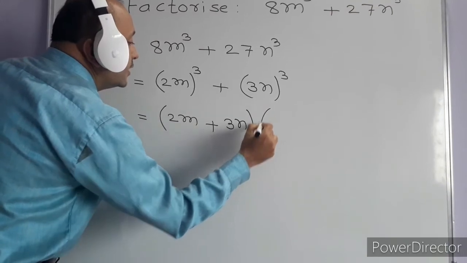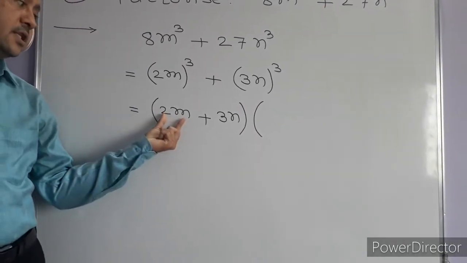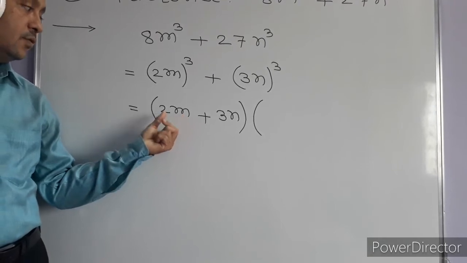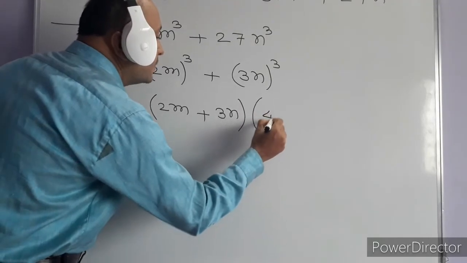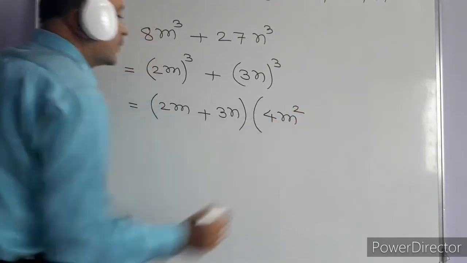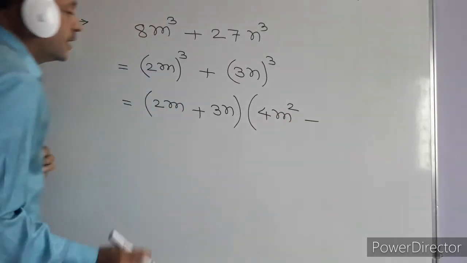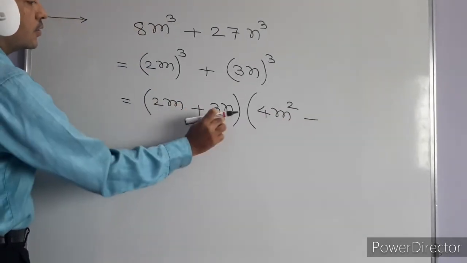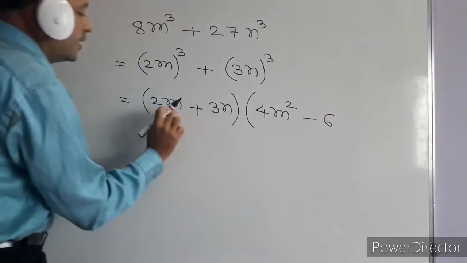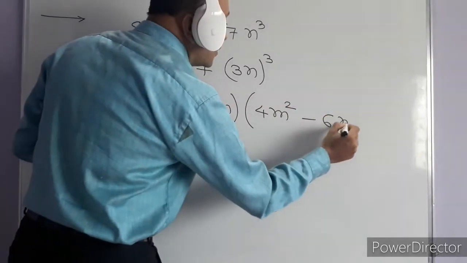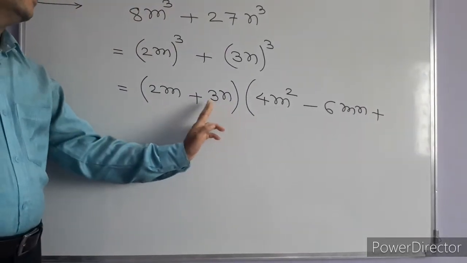Then second bracket is written from the first bracket. How? Make the square of this. So if you want to make the square of this, you have to make the square of 2 as well as m. That is 4m square. Then the sign here is plus, so write here minus. Take the product of these two terms. So 2 multiplied by 3 is 6. Then m into n is mn. Plus compulsory.